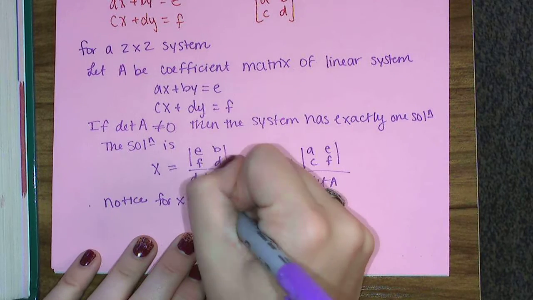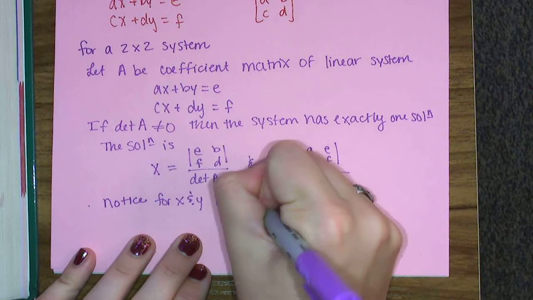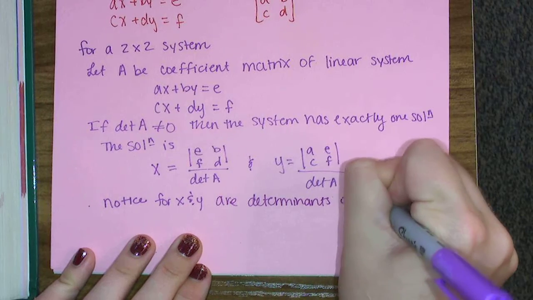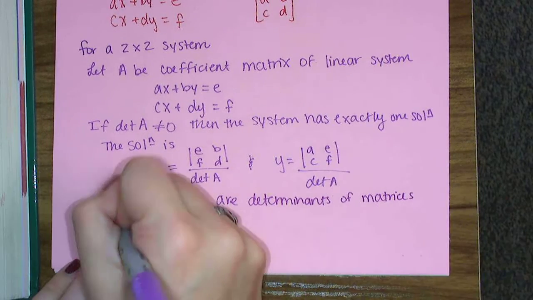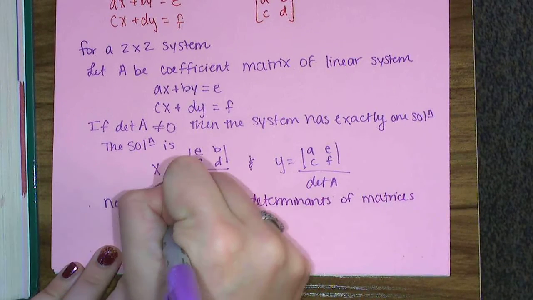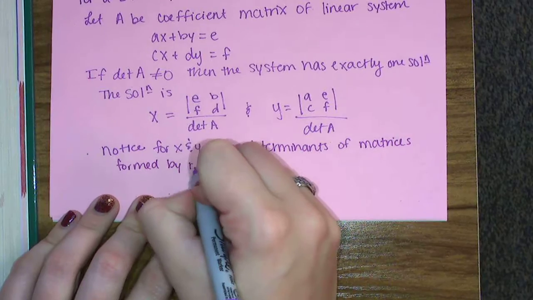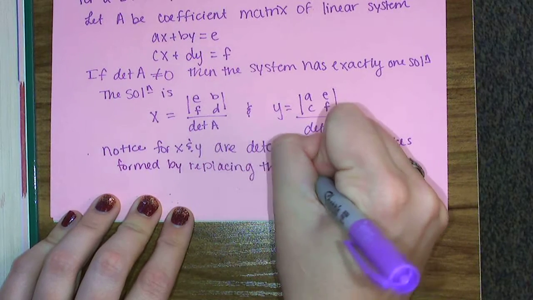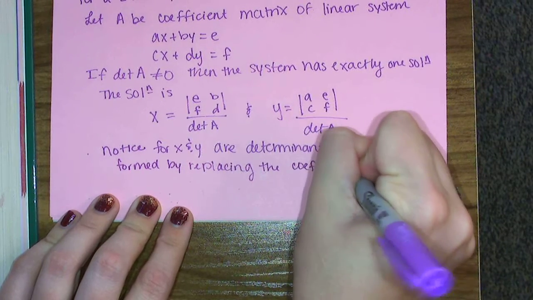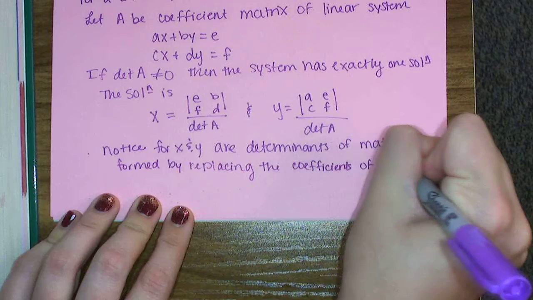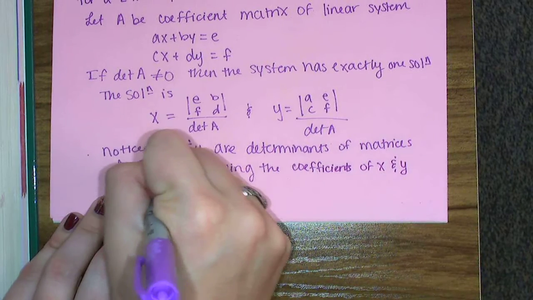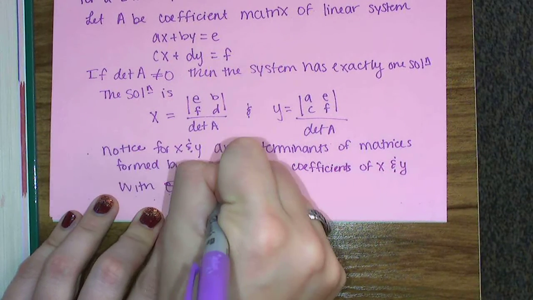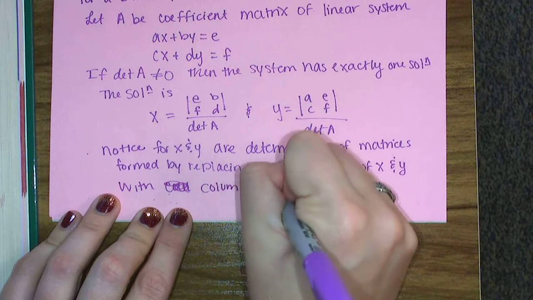Numerators for X and Y are the determinants of matrices formed by replacing the coefficients of X and Y with the column of constants.